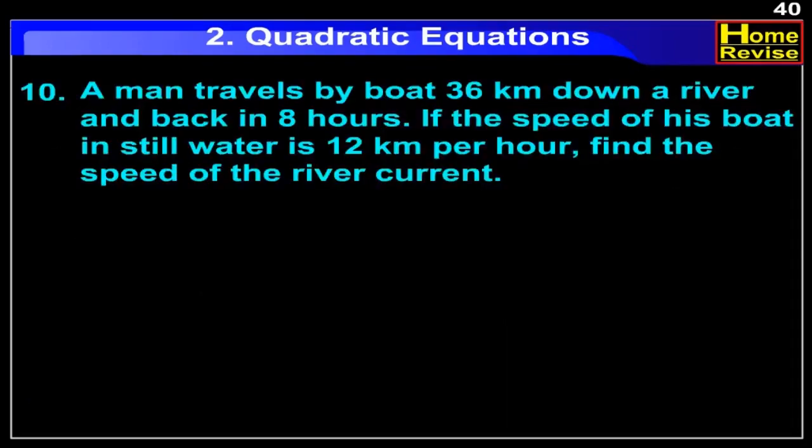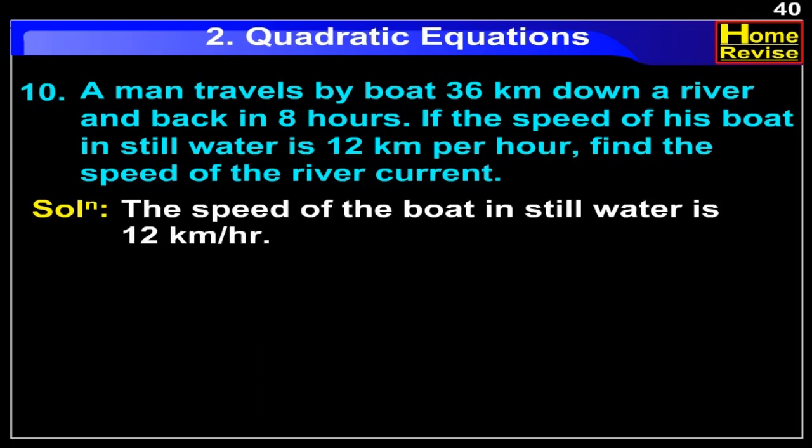A man travels by boat 36 km down a river and back in 8 hours. If the speed of his boat in still water is 12 km per hour, find the speed of the river current. Solution.